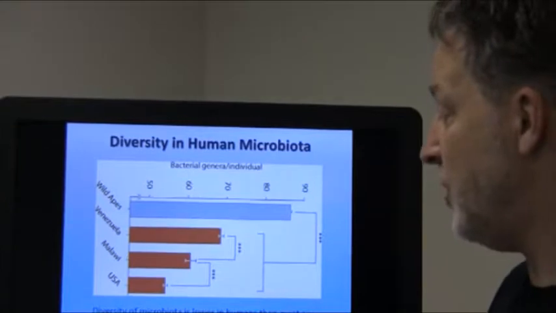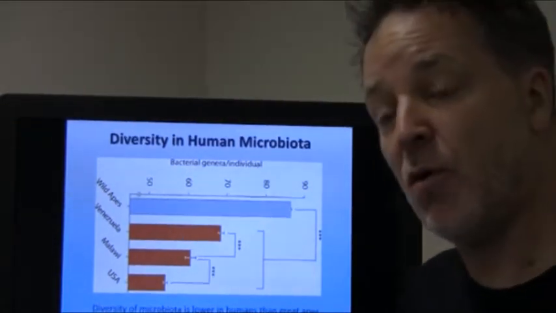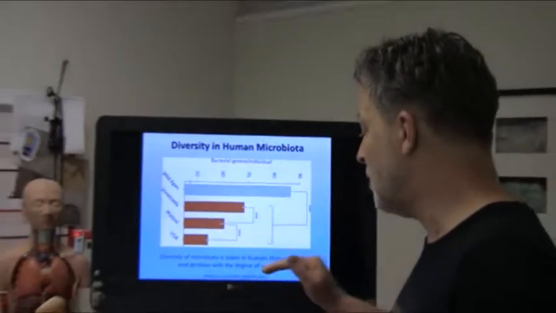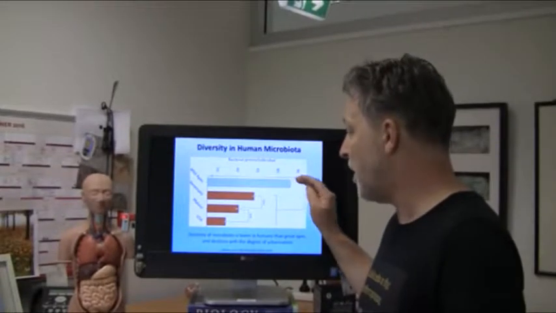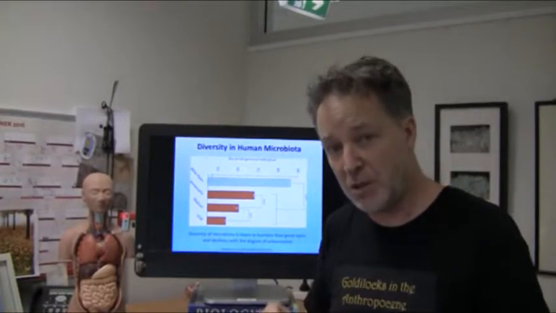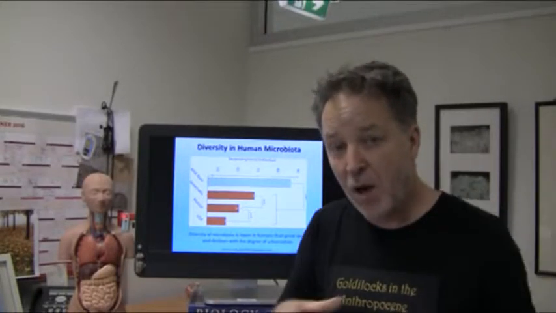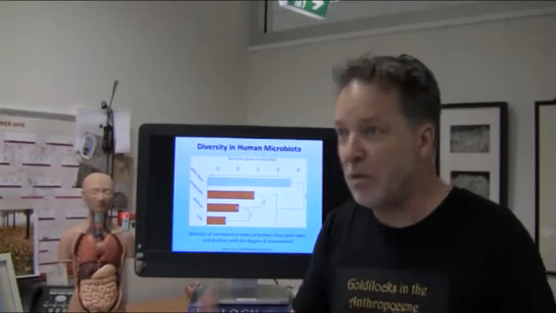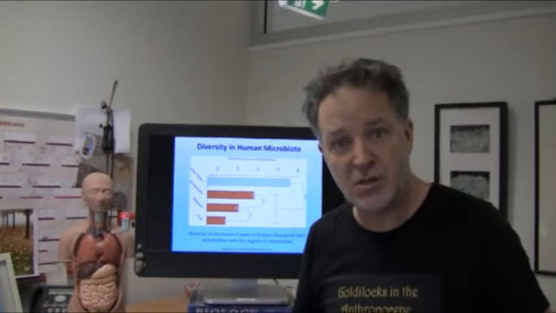So the diversity of microbiota, the diversity of organisms in our gut, is lower in humans than it is in great apes, and it also declines with the degree of urbanization. So how big the cities and villages and etc. are that we live in.